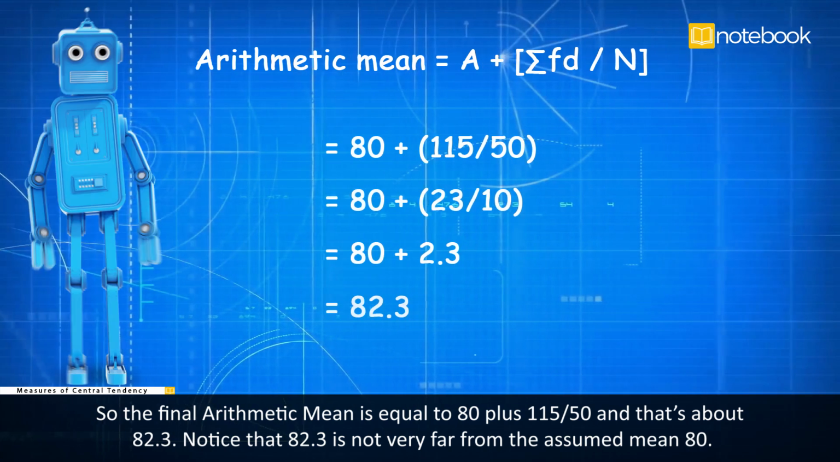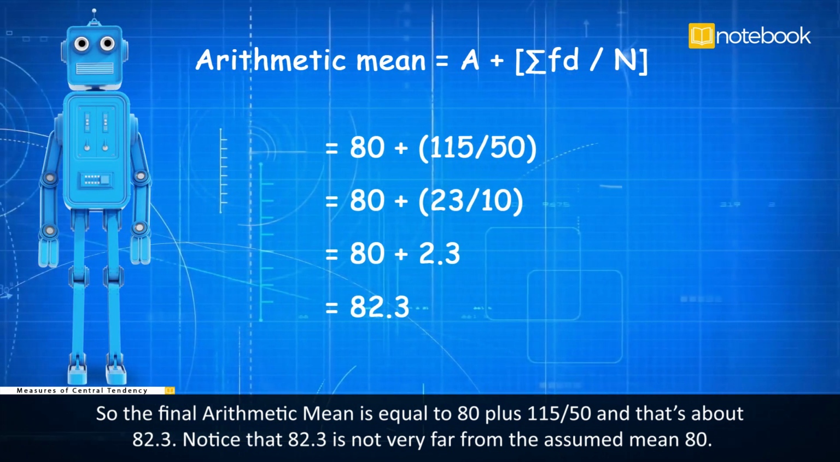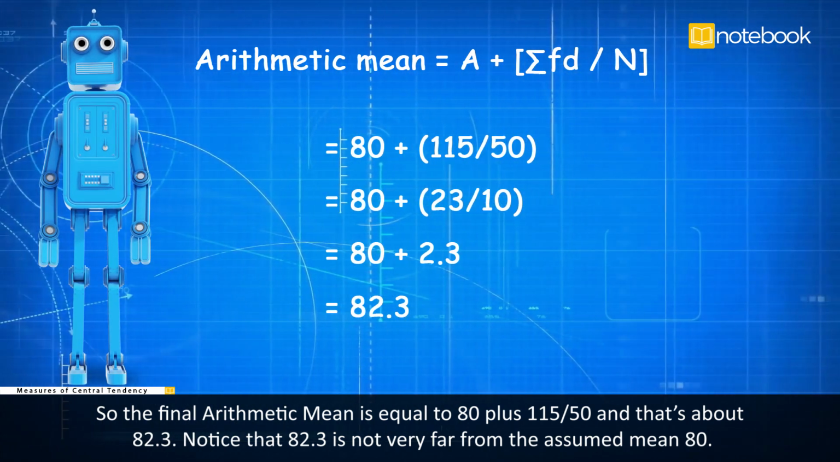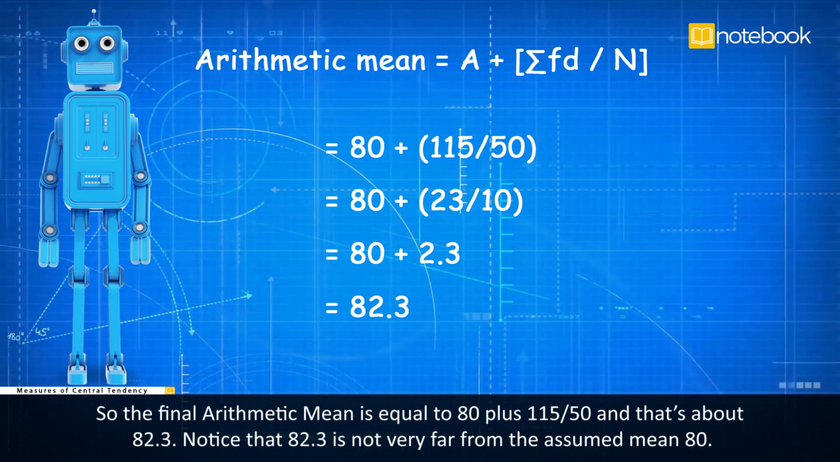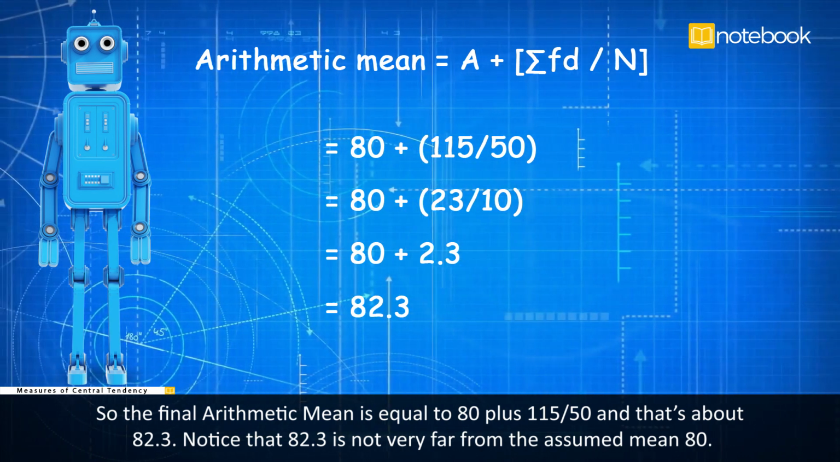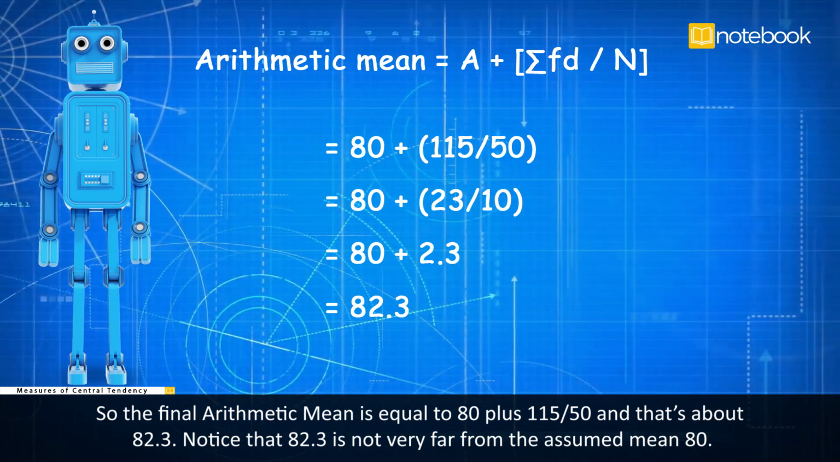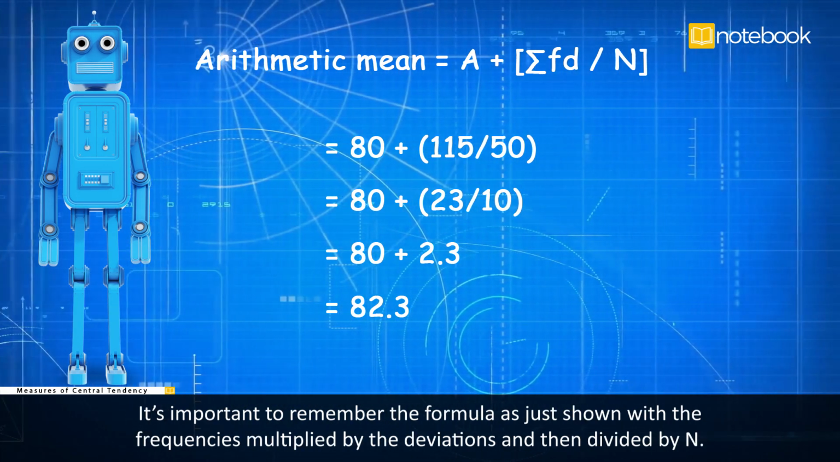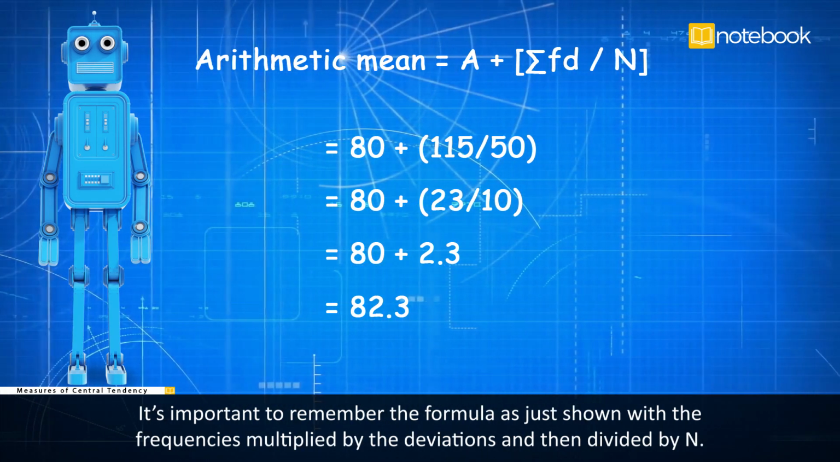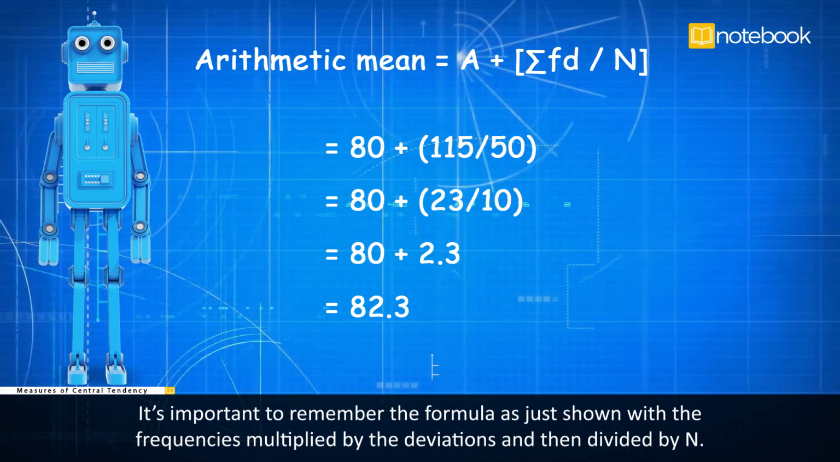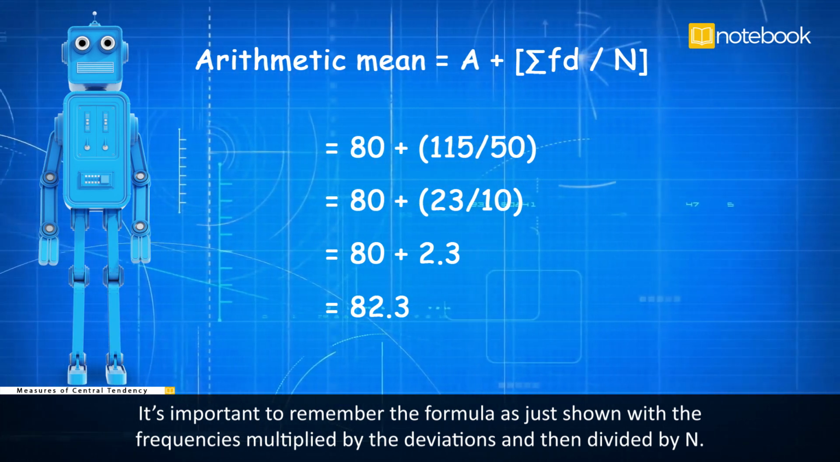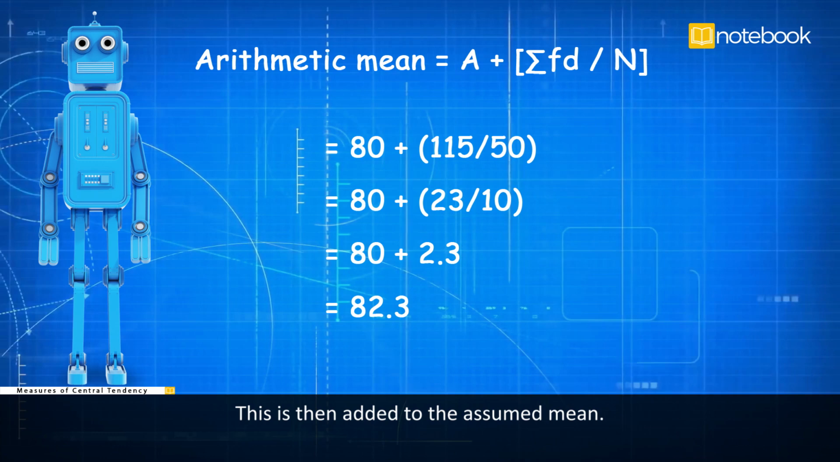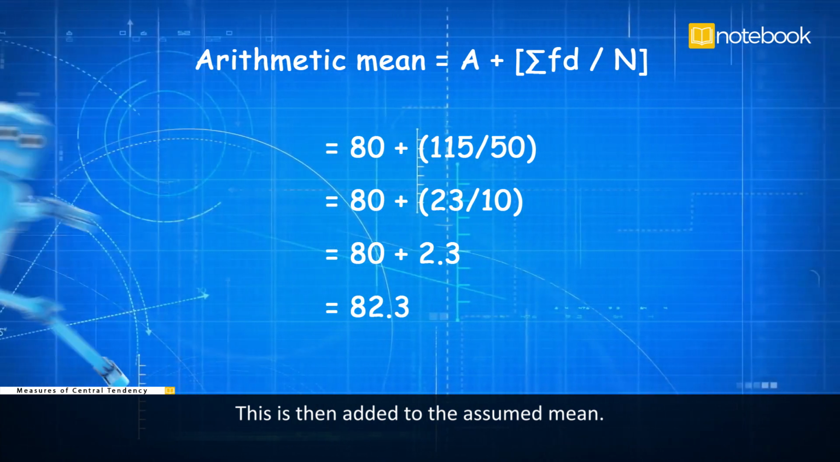So, the final arithmetic mean is equal to 80 plus 115 by 50, and that's about 82.3. Notice that 82.3 is not far from the assumed mean 80. It's important to remember the formula as just shown, with the frequencies multiplied by the deviations and then divided by n. This is then added to the assumed mean.